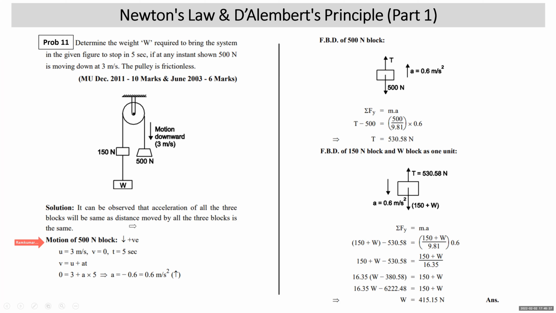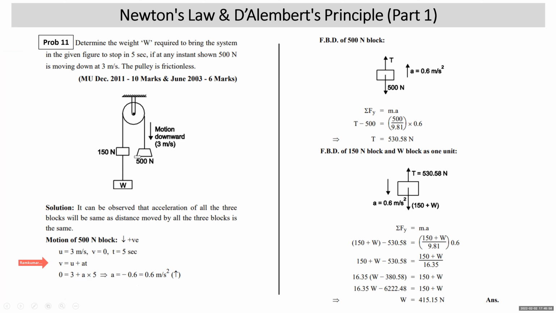We take downward positive. Initial velocity is 3 meter per second positive. It comes to rest, time is 5 seconds. We write v is equal to u plus at. V is 0, u is 3. Acceleration is to be determined, into 5. Acceleration is minus 0.6, that is 0.6 meter per second square. It is not downward, it is upward.